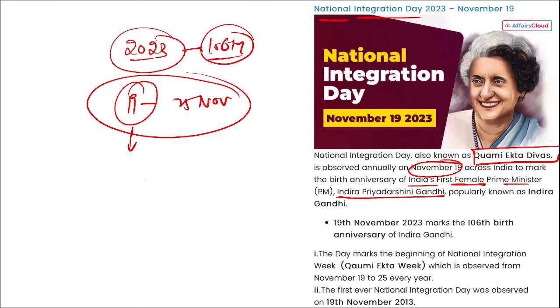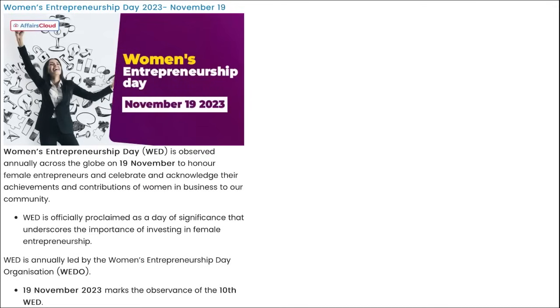Next, first ever, this day was first observed in 2013. Next is World Women Entrepreneurs Day. This day is observed across the globe on 19th of November, and it is to honor female entrepreneurs and celebrate the achievements and contributions of women in the business world, right? So in order to appreciate the women entrepreneurs, this day is observed on 19th of November, right? And this marks the 10th edition of this World Entrepreneurship Day observed globally.